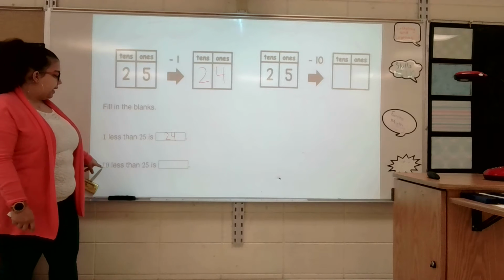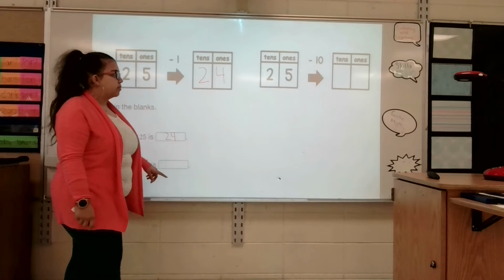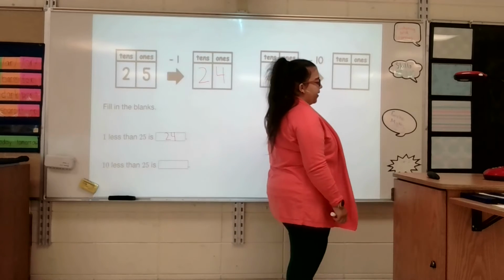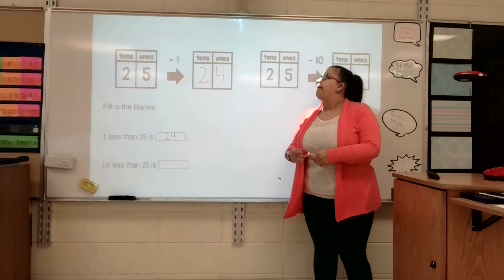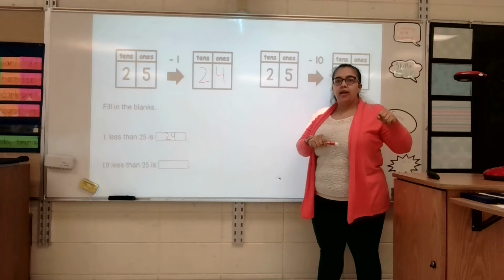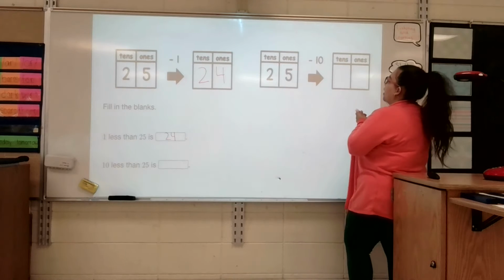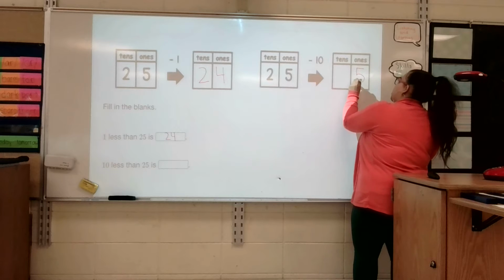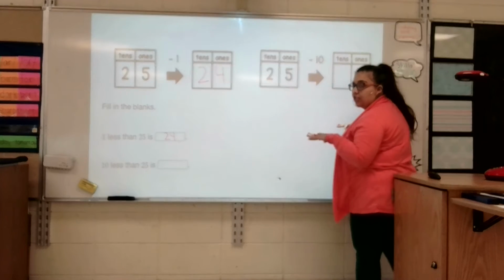So the next one reads 10 less than 25 is blank. Here we see the place value chart to match that statement, using the arrow way to solve the problem. We are taking away a group of 10, which means my 1s remain unchanged. I'm not touching them, they're chilling.